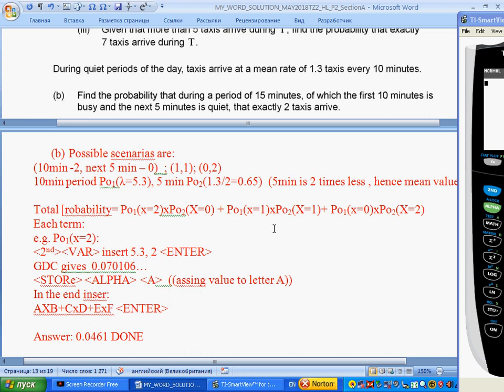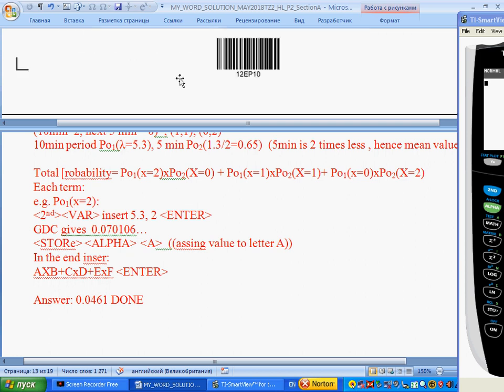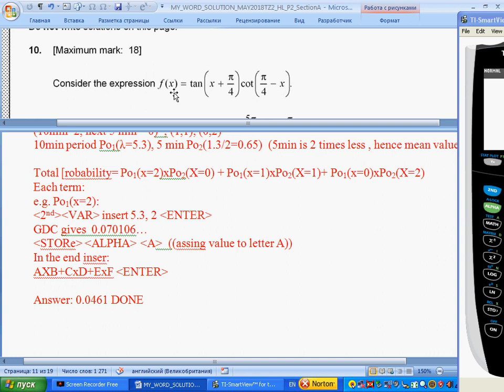As I explained, all these values should be calculated with graphic calculator. You can store information of the solution A, B, C, D, E, F, and then you can calculate this value: A times B plus C times D plus E times F, and you'll get this answer. This question is done. Right.